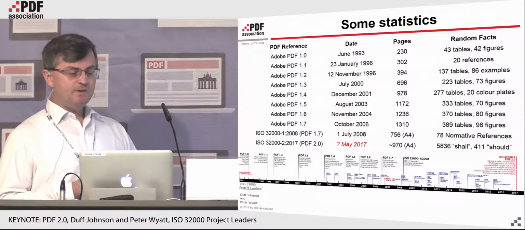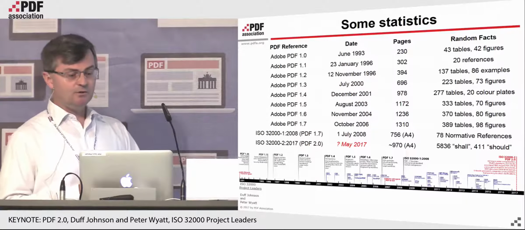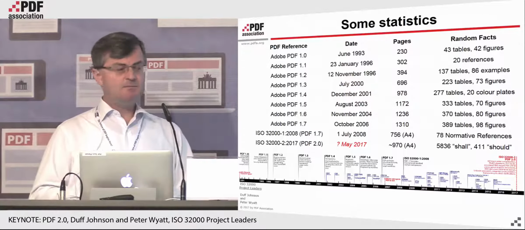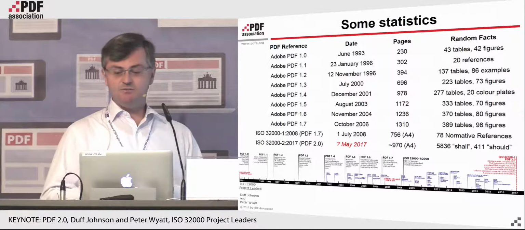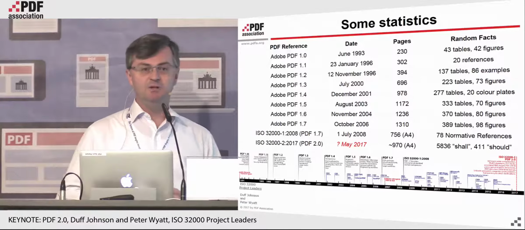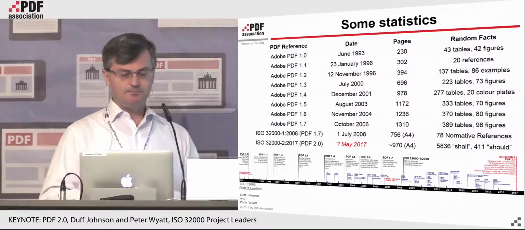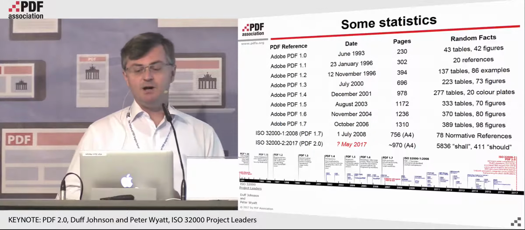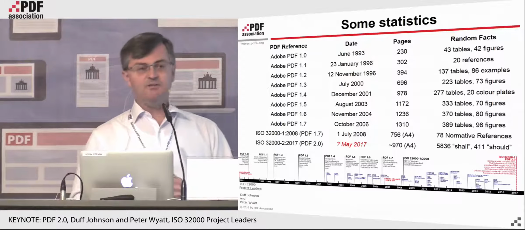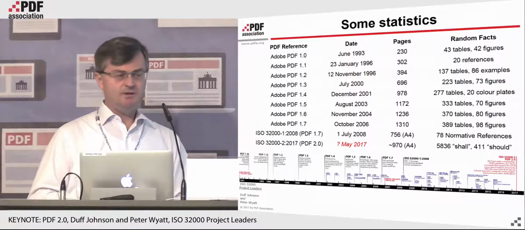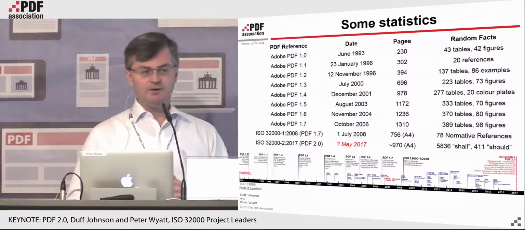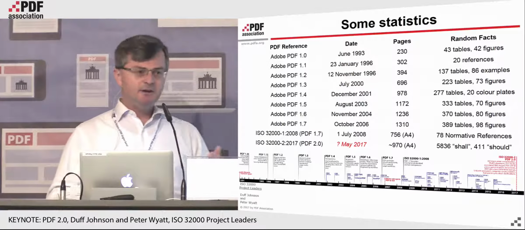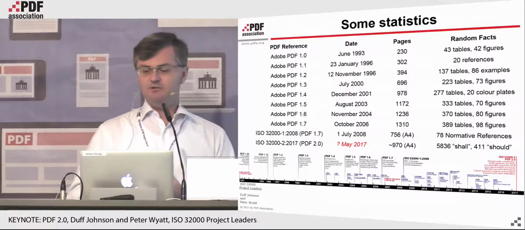Just some stats. These are just random stats I pulled out by mining the old documents. Back in PDF 1 days, 1993, 230 pages, 43 tables, 42 figures. It was a big doc, but it wasn't huge. Go down to the bottom line, ISO 32000 Part 1, published in 2008, 756 A4 pages and 78 normative references. Moving forward to PDF2, we're currently at 970 pages, and give or take a couple of edits, it's going to be pretty close to that.